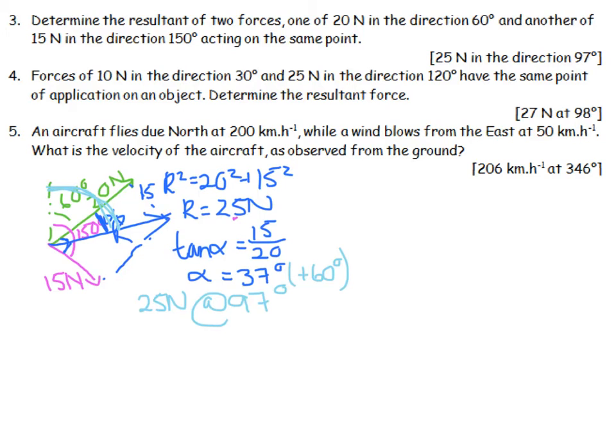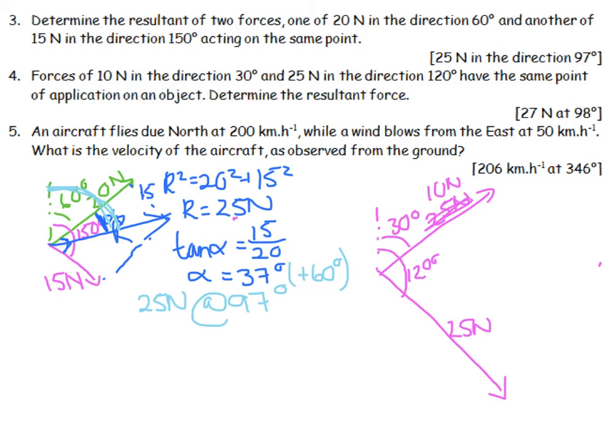Forces of 10 newtons in the direction 30 degrees. So we've got 30 degrees. We just need to draw a bearing line. There we go. Sorry, that's 10 newtons. 10 newtons in the direction of 30 degrees and 25 newtons in the direction of 120. So I go all the way around here, 120 degrees, and that's 25 newtons. And complete the parallelogram.